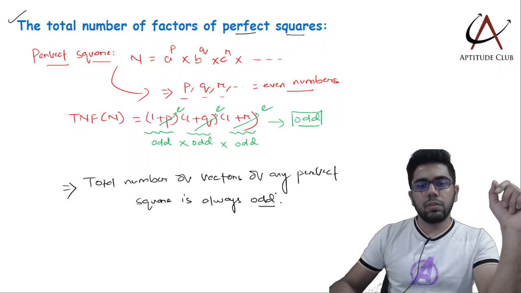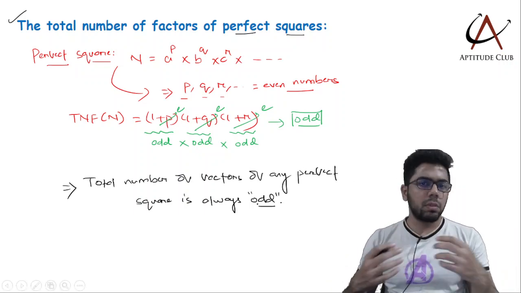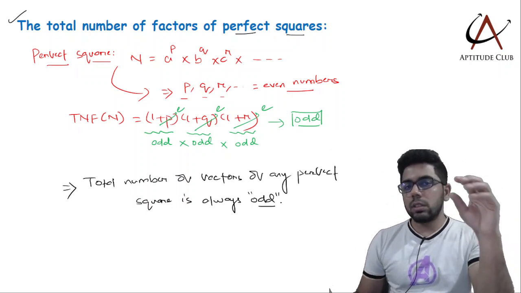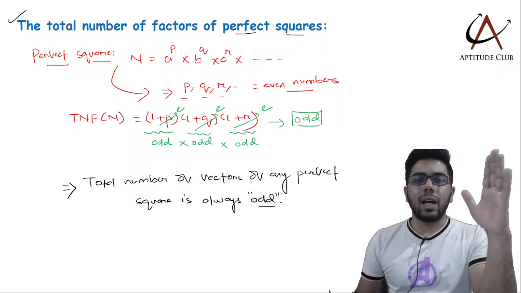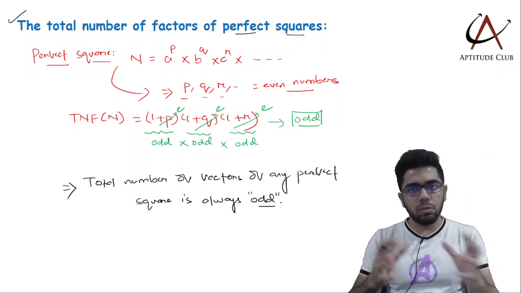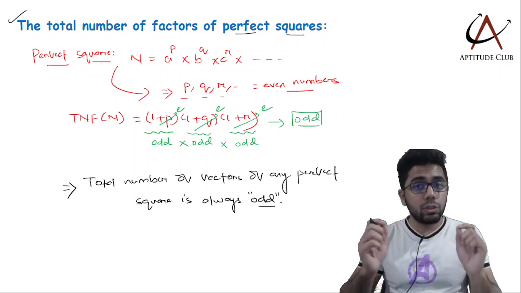Total number of factors of any perfect square is always odd. Sometimes in the question you will not be told that a number is a perfect square, but the moment you see that the total number of factors is odd, necessarily the number has to be a perfect square, and vice versa. If the number is a perfect square, total number of factors is odd. If total number of factors is odd, then the number is a perfect square. Always works.